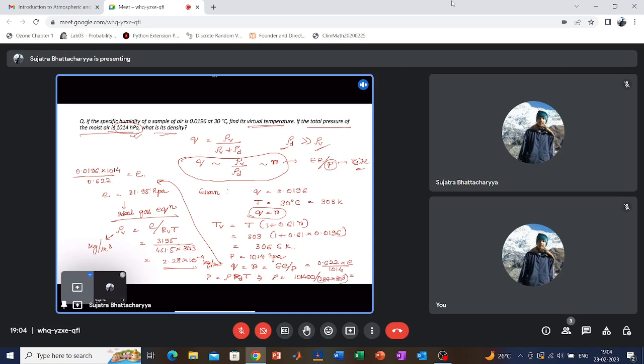So moist air's density can be the total, right? Divided by 287 divided by 303. About 1.16 kg per meter cube, right? This is the total density. And why have we used RD? Because dry air's composition is much greater.